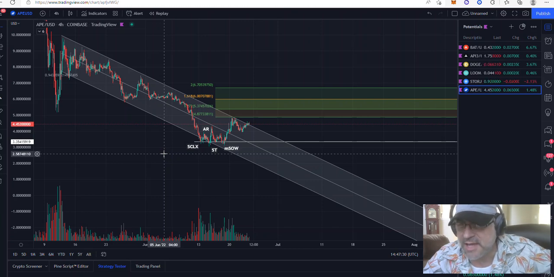Now, these are trades that I have my own funds invested in. I never share trades, I never shill or trade stuff that I'm not willing to put my own money in. So this is one that I'm looking at.